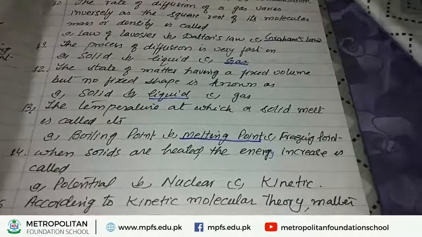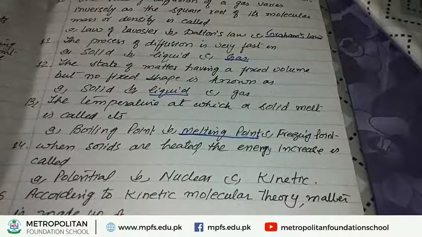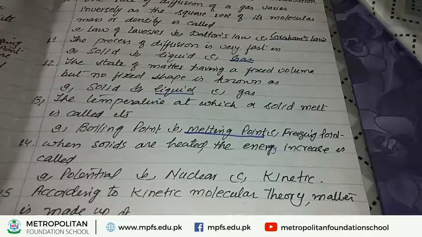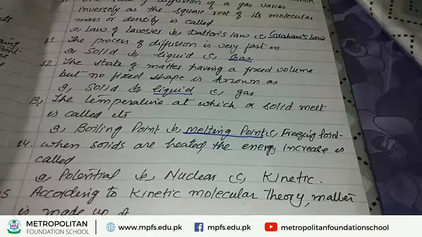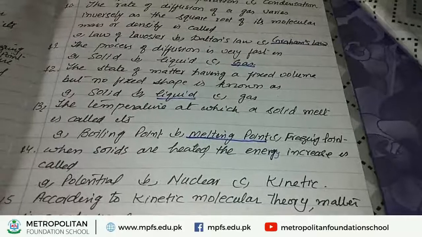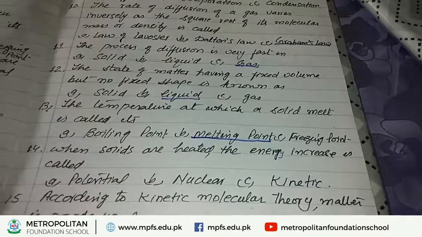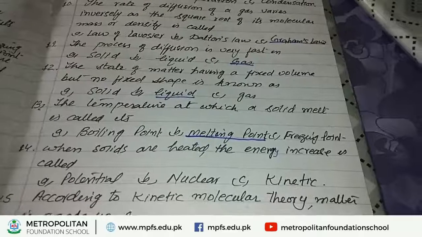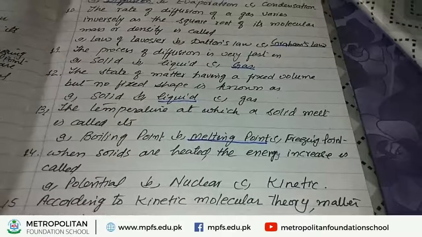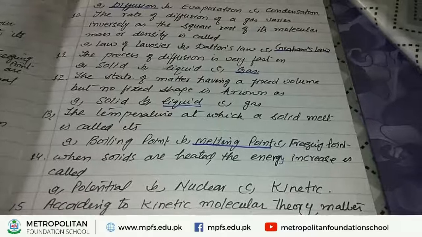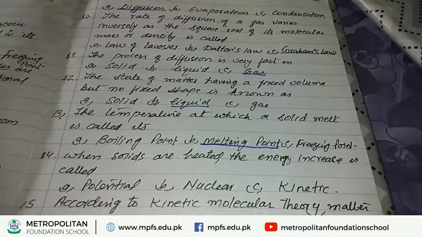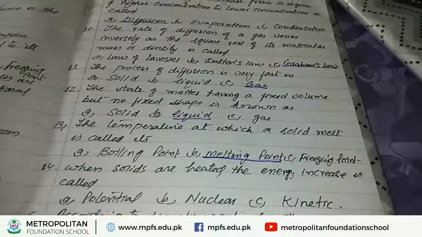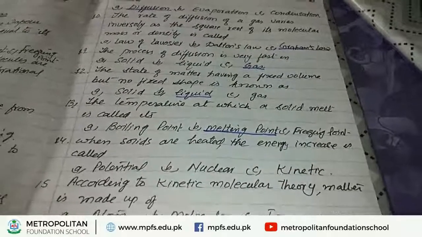Now, when solids are heated, the energy increase is called option A potential, option B nuclear, and option C kinetic. Students, remember, when solids are heated, the energy increase is called kinetic energy. So the correct option is option C, that is kinetic energy.